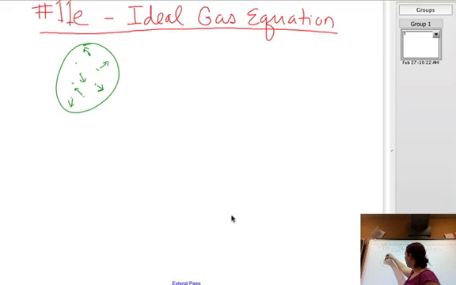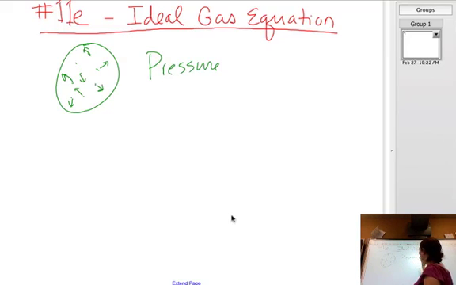So what is something we know about these little particles traveling around? What are they doing to the wall of the container? Putting pressure on it. All right, so they're causing some kind of pressure on the wall of the container, right? Maybe you remember this from earlier years, maybe not, but pressure is equal to force, the amount of force per area, okay? So the less area, the less volume, and the more force, the more pressure.